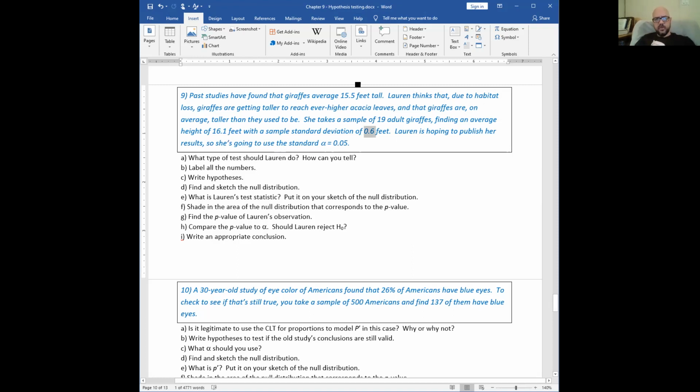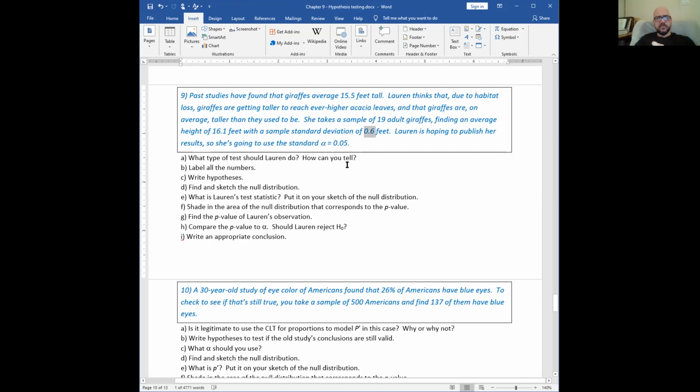So if I wanted to label all the numbers, this is our mu. That's our proposed mu, the number we're going to be comparing to. 19 is n, that is our sample size. 16.1 is x bar, because that is our sample mean. And 0.6 is s, that's our sample standard deviation. So let's go ahead and write hypotheses.